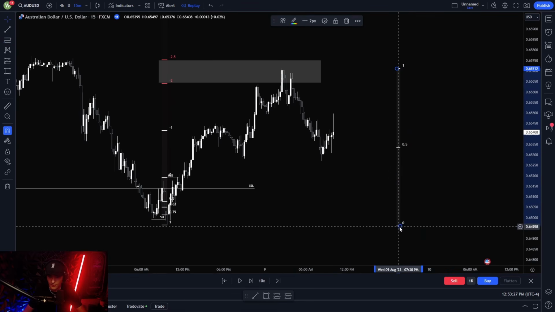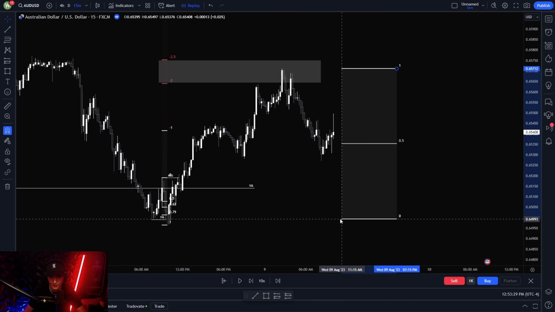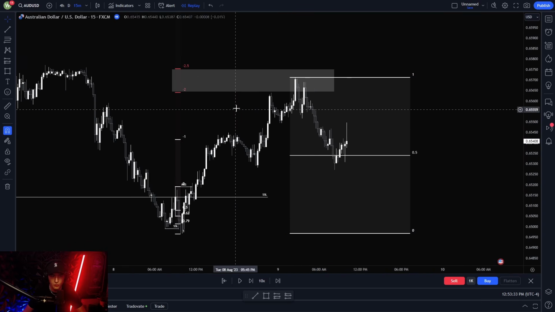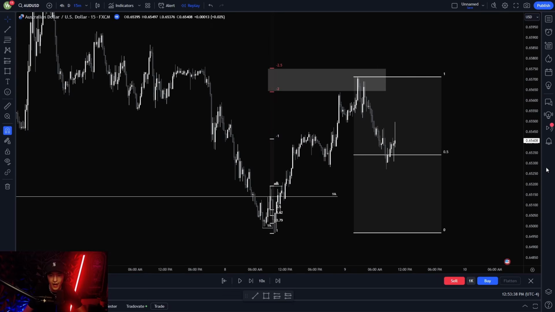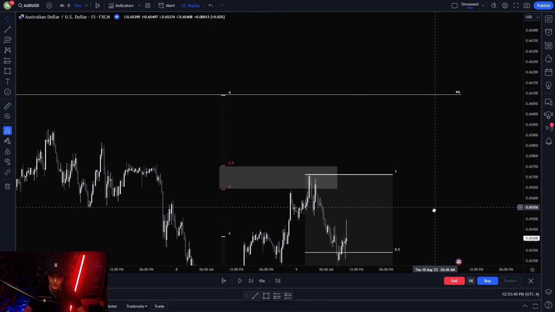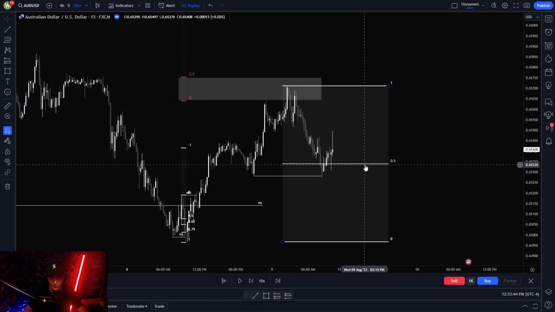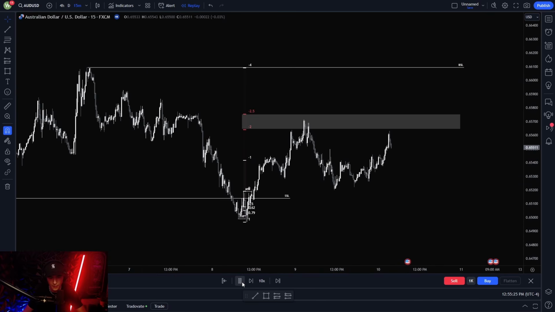Watch this. Notice we have now came back to discount. After going to this 2 to 2.5, we reject it, retrace back to discount of this entire range, and now I'm expecting us to go back to these highs here. Notice we also come down to sweep this internal low here. All right, let's see if we continue to get bought back up to the 4.